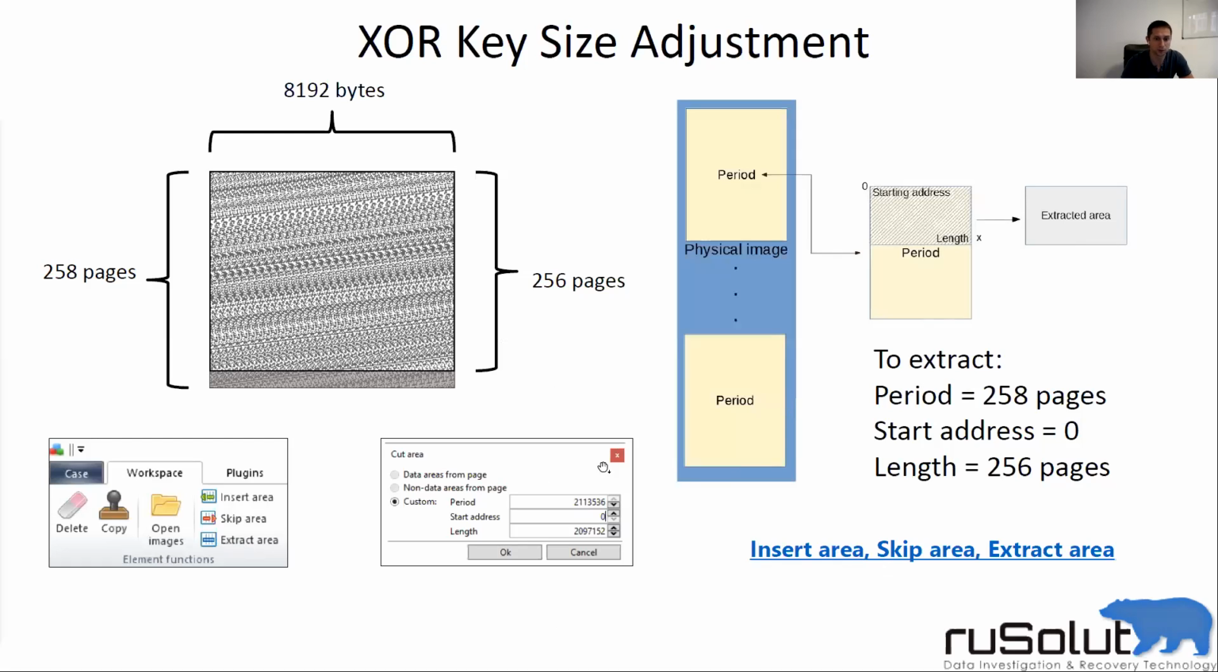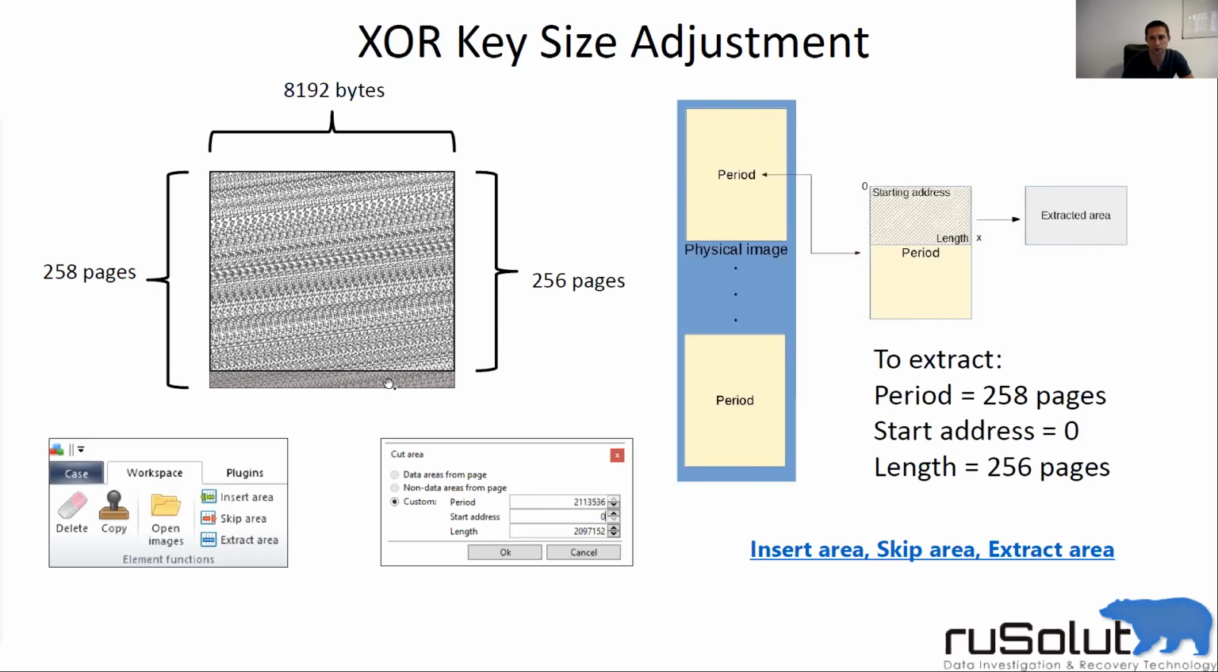Let's talk now also about this. How do we use extract area? When we click on the extract area element, we have to define the period, so on which area this extraction will be repeated. If we want to extract just one block from a full dump, then the period will be one dump. If we want to extract several pages from each block, then the period will be one block, and here we will set up the parameters of those pages.